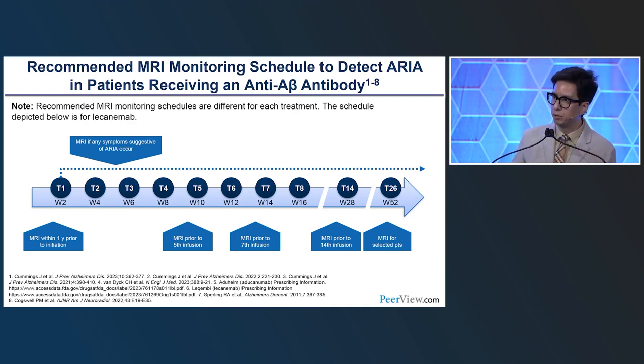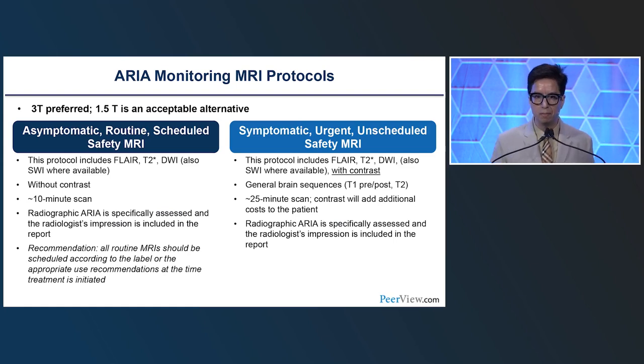If they do get amyloid-related imaging abnormalities, they'll need to have scans more frequently until at least the edema resolves and you can see the evolution of the hemorrhages. And so, again, in terms of the protocols, we talked about the FLAIR, T2, and DWI being additional sequences. So FLAIR will help you track your edema, and susceptibility-weighted imaging with GRE will help you track the microbleeds and hemorrhages.